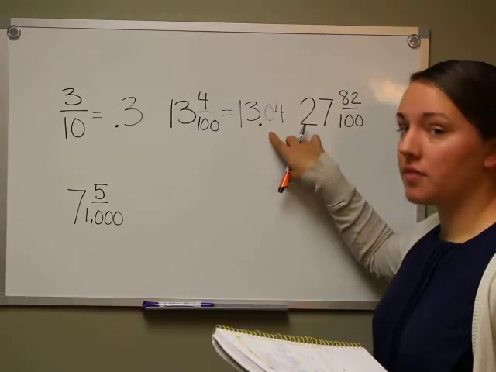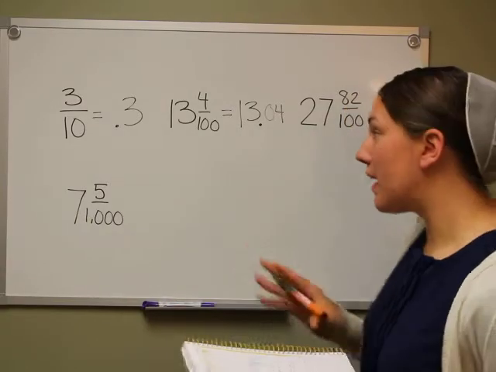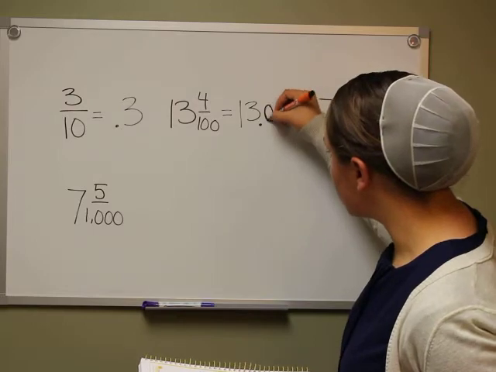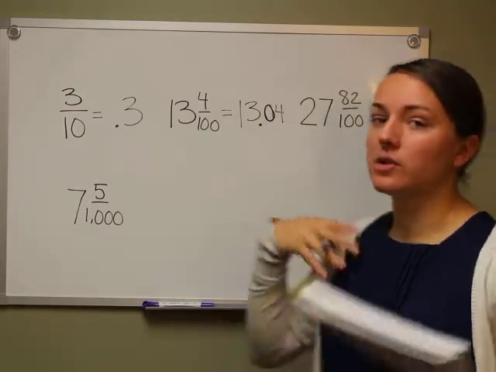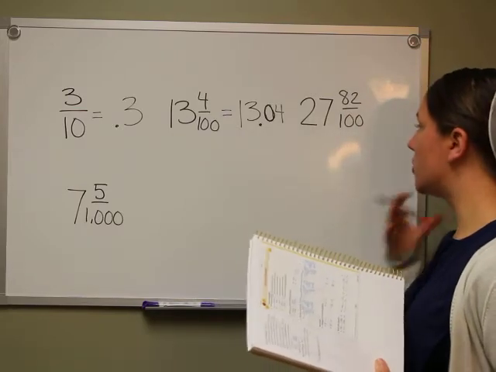If you would put the 4 first and the 0 last, it would be 13 and 40/100th. So be careful with that. We need 2 places, but it's just 4, so we have to write 0, 4, so that it still only says 4/100th.